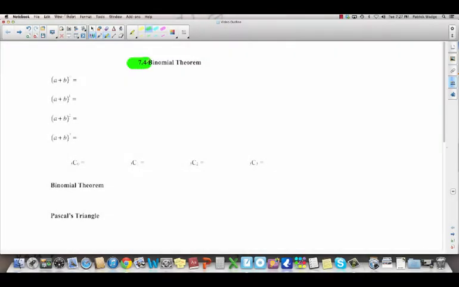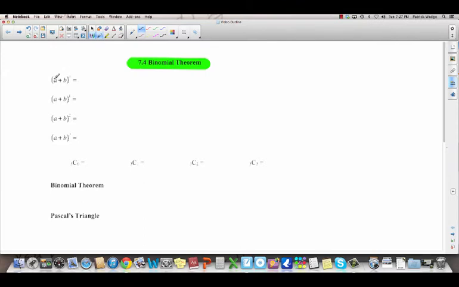Okay, now for something completely different, or at least it'll seem different at first. It's called the binomial theorem. Now, to introduce this, let's do some expanding here. I'll explain why we're doing this in a second. Okay, let's just do this first.